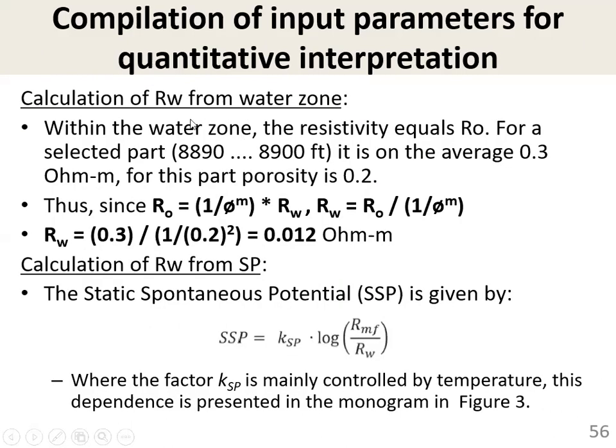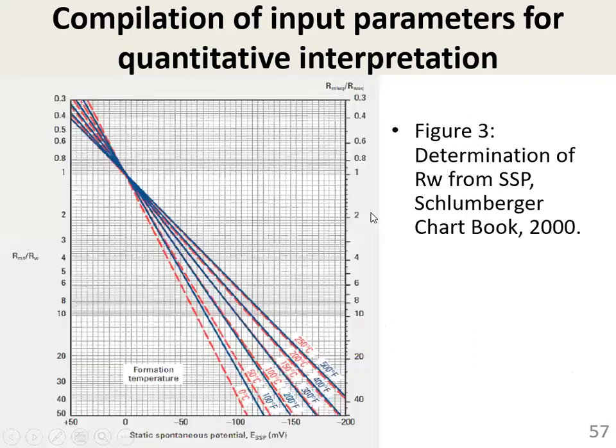So this is getting RW from the water zone. Within the water zone, the resistivity is equal to R naught, because R naught is the resistivity of the rock 100% saturated, 100% in water. And this just goes into how and what about the calculation. We'll be looking at RW from the SP.